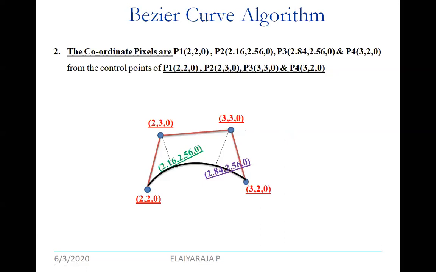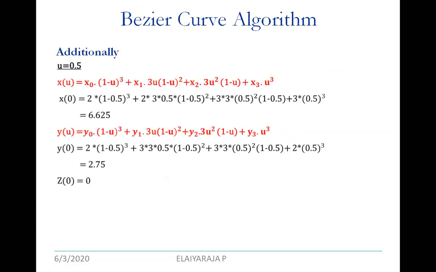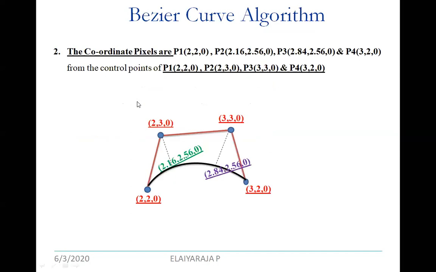Suppose, as I said, if you have 5 control points, then in that case 5 minus 1 is 4. In that case, additionally you have to calculate u equal to 0.5. That value also you have to consider. Okay. So this is about Bezier curve equations.